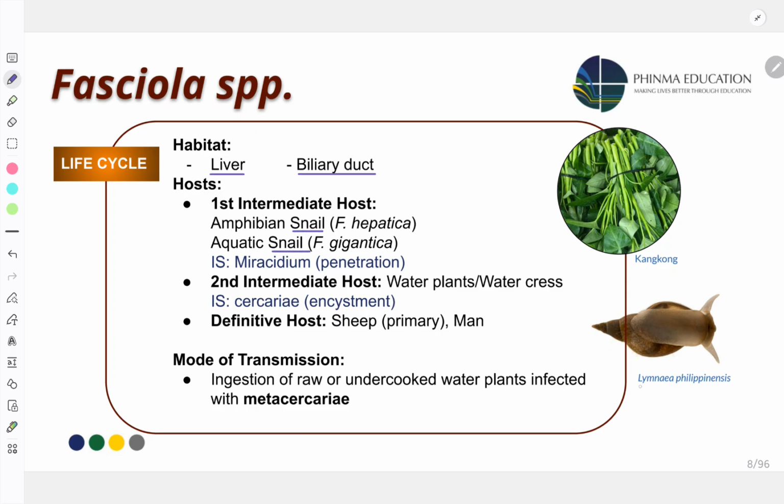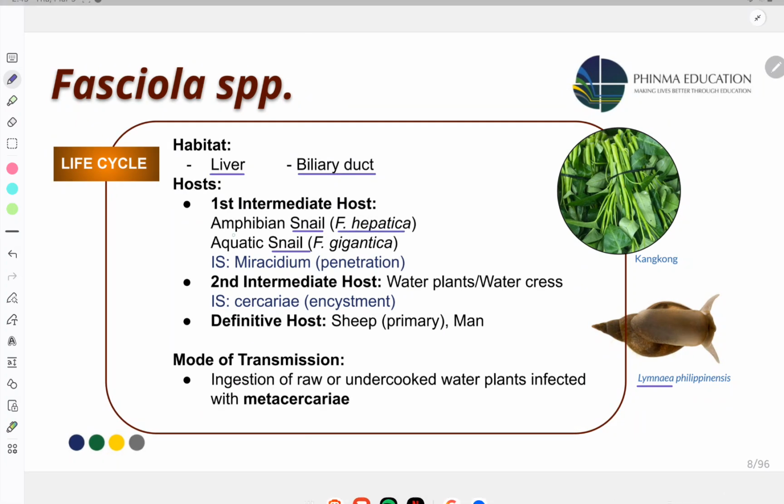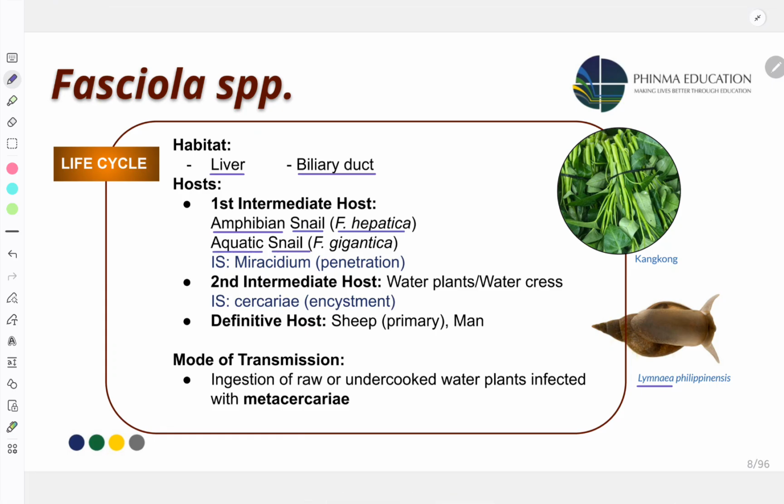And for your Fasciola specifically, it's the Limnaea genus. So for your Fasciola hepatica, it prefers the amphibian snails. When we say amphibian snails, those snails na pwede on land, pwede on water. So the type of snails na mugawa sa water, mubalik sa water. For your Fasciola gigantica, the intermediate host are aquatic snails or snails that are only in water. So always lang sila sa water.